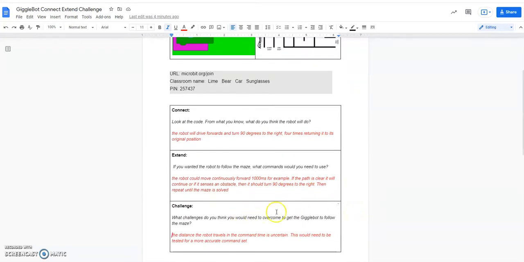And then just to think about some of the challenges that they would need to overcome. So the student has written that the time that it travels is uncertain. This would need to be tested for a more accurate command set. In other words, you're going to have to engineer it a bit. You're going to have to test it in a maze and then adjust your code, which is quite a mature insight, I think, at this point for a grade 8 student.